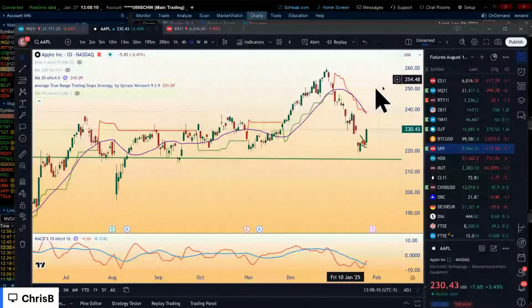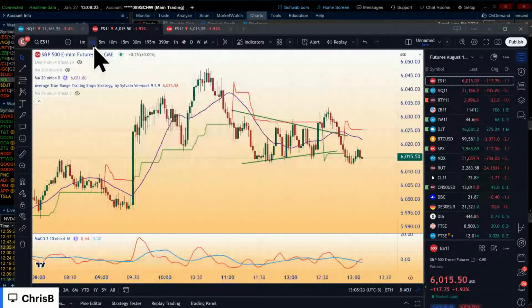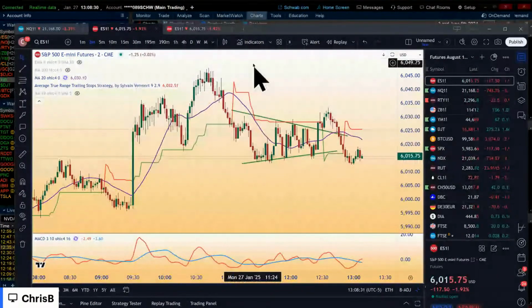Now, how about the ES ultra short term? Ultra short term, we don't use anything but an ATR trailing stop at a 20. So how about on a 2-minute chart? Does this show me anything? Well, no. It shows me you're in a downtrend. You look for the turn to the downside.